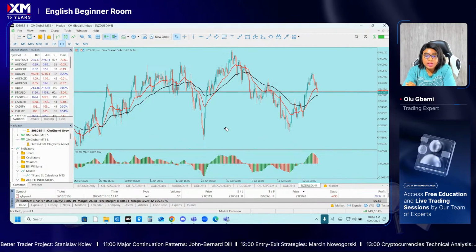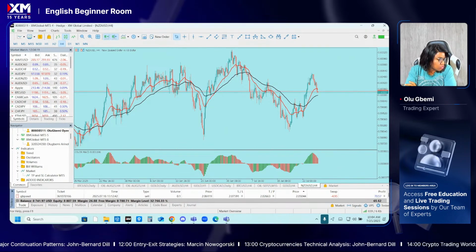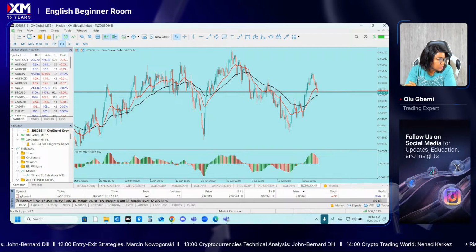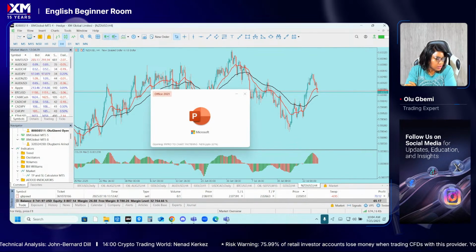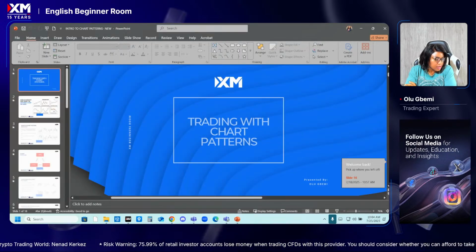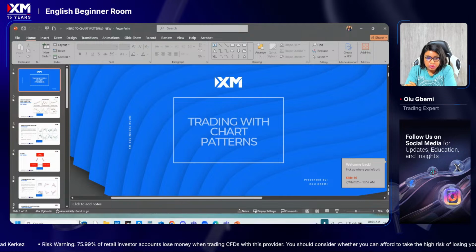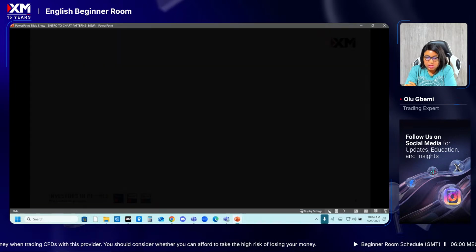So we have different chart patterns. Let me show you also from a slide so that you'll be able to understand better what I am trying to talk about. Okay, so we have different chart patterns. We have the ones that will give us an idea that the price is reversing, or the ones that would give us an idea of continuation. Okay, so what does that mean?